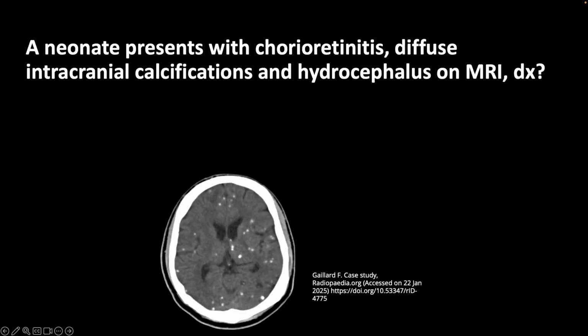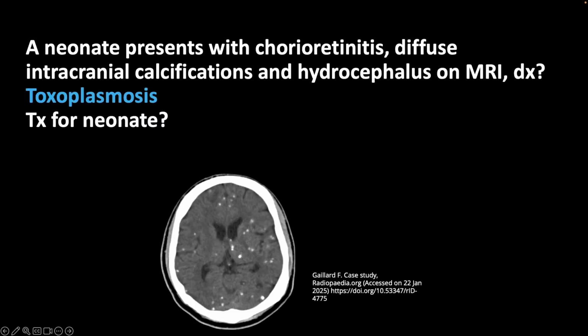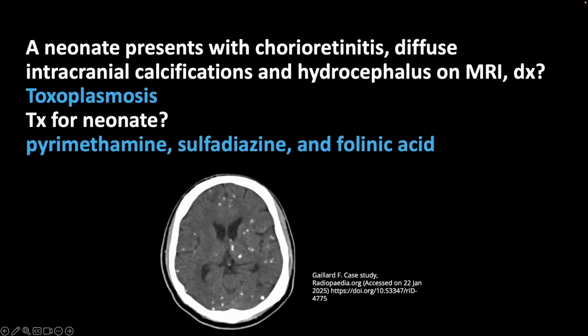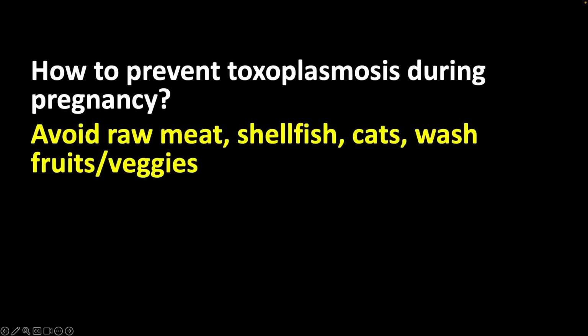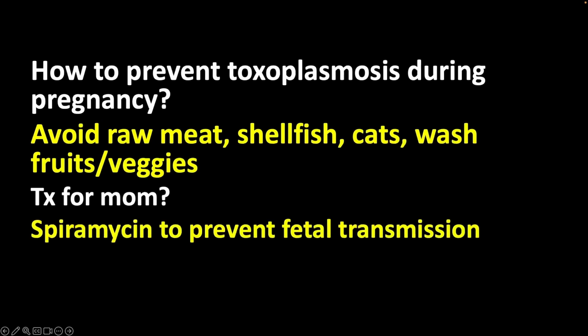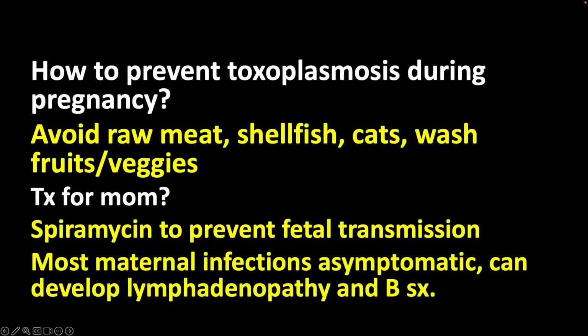All right. So now I have a neonate with chorioretinitis, diffuse intracranial calcifications, and hydrocephalus on MRI. What's the diagnosis? Toxoplasmosis. And how do you treat for the newborn? You give them this combination of medications. And how do you prevent toxo during pregnancy? You want mom to avoid raw meat, shellfish, cats, and wash fruits and veggies. In treatment for mom, you give spiramycin to prevent fetal transmission, but often most maternal infections are asymptomatic. Sometimes you can see B symptoms though.